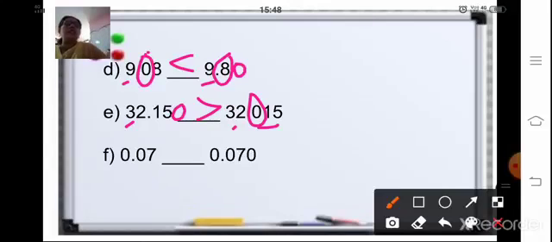Okay. And the last one, 0.07 and 0.070. So add a 0 to make it into like decimal. So both the numbers have become same. So you'll put an equal to sign. So this exercise you can do in the textbook itself.